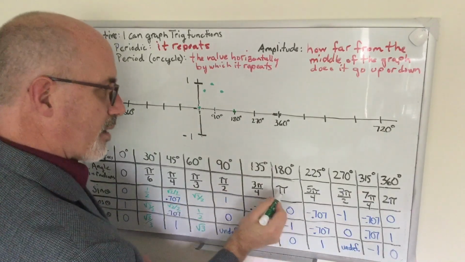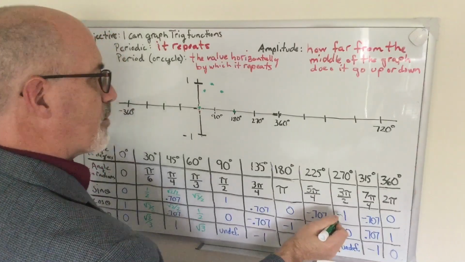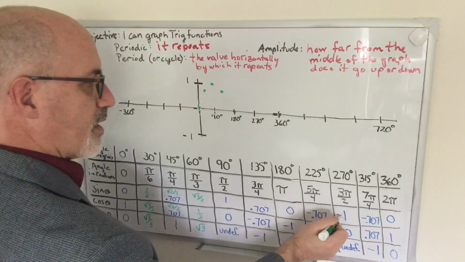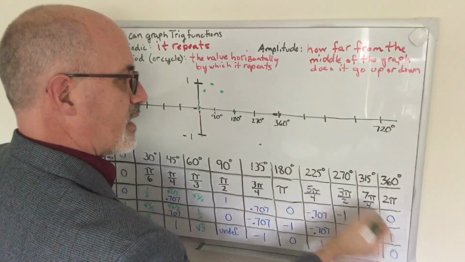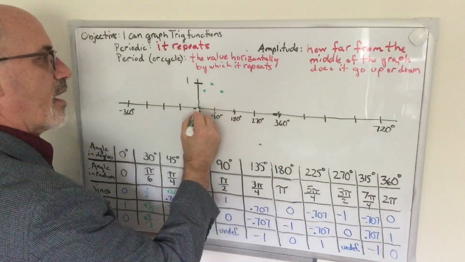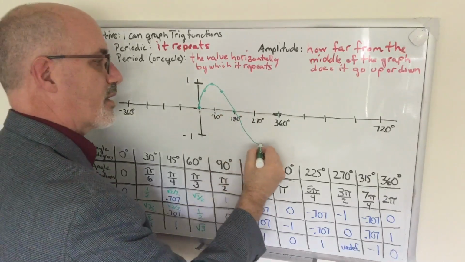I'm going to keep going. I'm going to go to 270. Notice at 270, I'm going to go with -1 down here. And then at 360, I'm going to be back at 0. So this graph looks like this. And then notice it goes down like this.